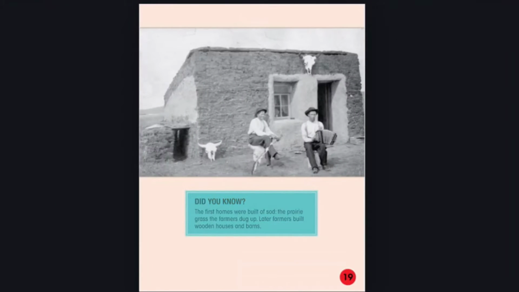Did you know? The first homes were built of sod, the prairie grass the farmers dug up. Later farmers built wooden houses and barns.